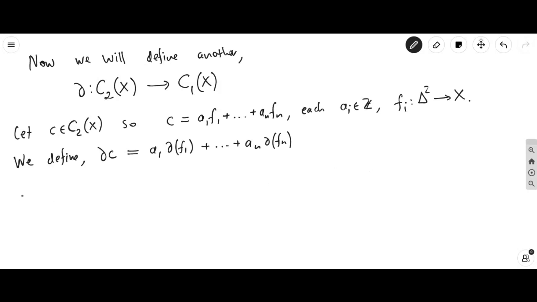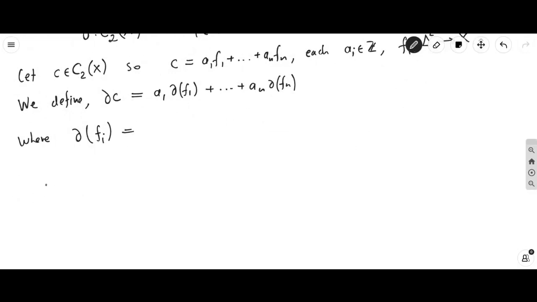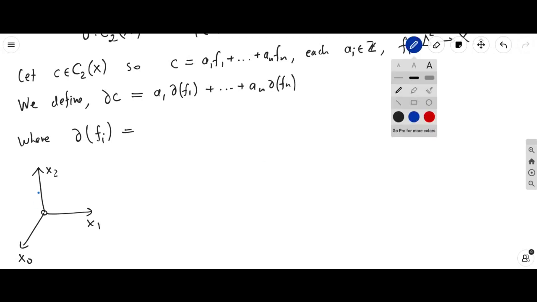And now the question is, we have to define the boundary operator on a single one of these. So this is what we have to figure out. How do we do that? So here's a picture. Let's say this is x0, this is x1, this is x2. So that's the two-dimensional simplex.